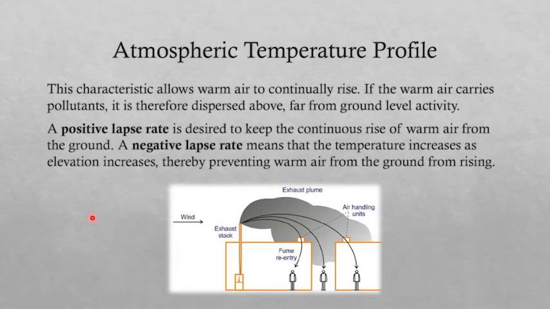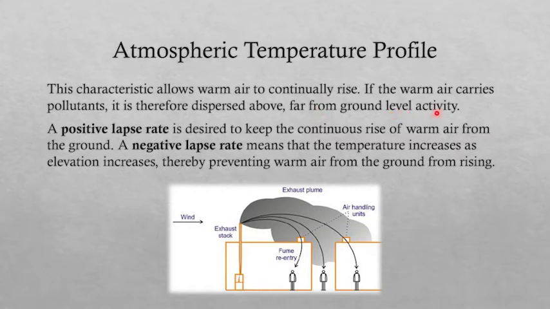This kind of atmospheric temperature profile, wherein the temperature decreases as the elevation increases, allows warm air to continually rise. For example, if warm air is coming from ground level, warm air will continue to rise against cold air. That's because of the buoyancy differences between warm and cold air. Warm air tends to float, while cold air tends to sink. If the warm air carries pollutants, which is common if the warm air is coming from a city, it is therefore dispersed above, far from ground level activity.